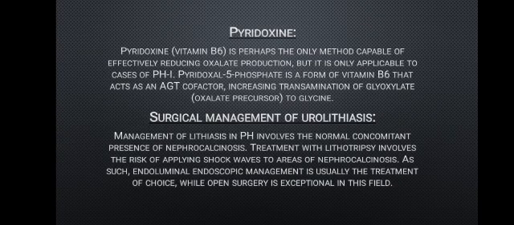Pyridoxine, vitamin B6, is perhaps the only method capable of effectively reducing oxalate production, but it is only applicable to cases of primary hyperoxaluria type 1. Pyridoxal 5-phosphate is a form of vitamin B6 that acts as an AGT cofactor, increasing transmission of glyoxylate, the oxalate precursor, to glycine. Now, moving towards the next method of treatment, that is surgical management of urolithiasis.